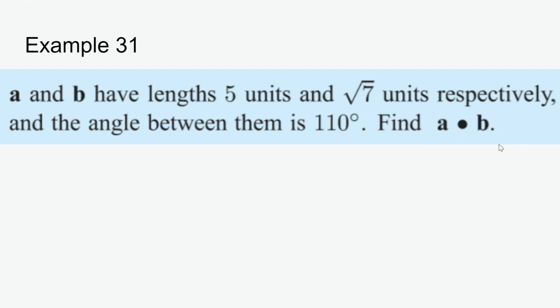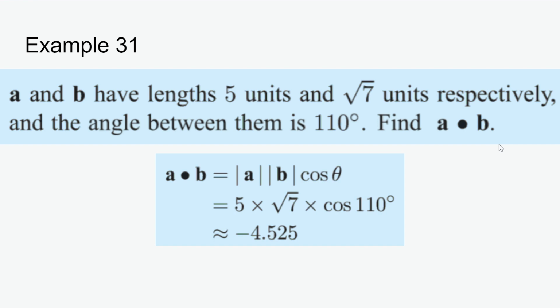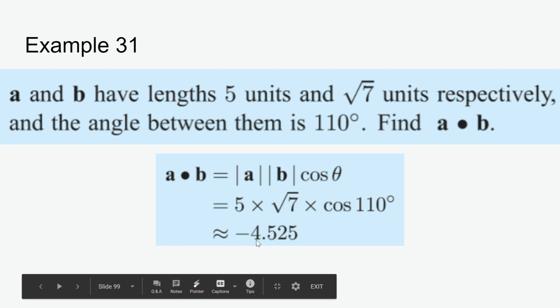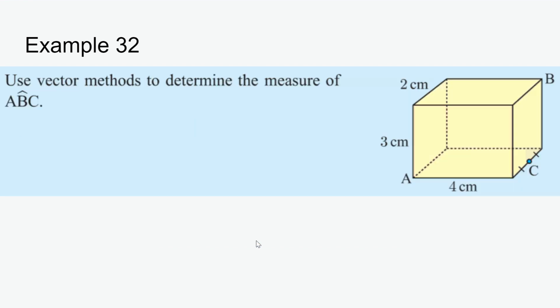All right, so we have a lot of information here. What we don't have is the scalar product. But the scalar product is equal to the magnitude of vector A times the magnitude of vector B times the cosine of the angle between them. So I have 5 times root 7 times the cosine of 110 degrees, all of which was given to us. And we end up getting that the scalar product is equal to about negative 4.525.